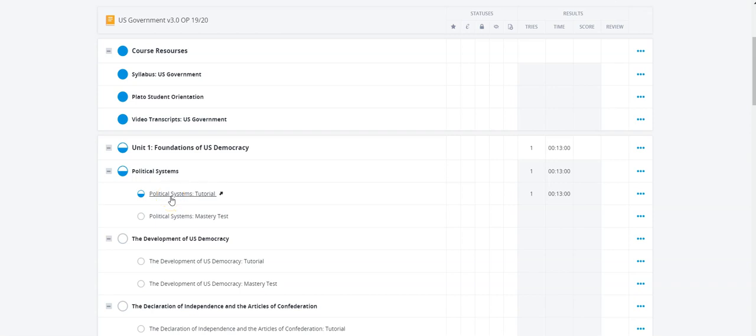Today we're going to focus on U.S. government and Unit 1, Foundations of U.S. Democracy, Political Systems. We will be reviewing the activities that are in this tutorial in order for you to have a better understanding as to how to respond to those activities.